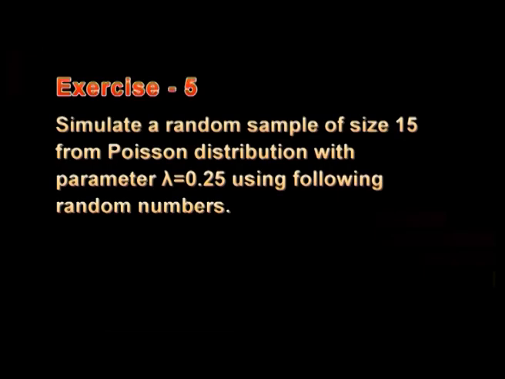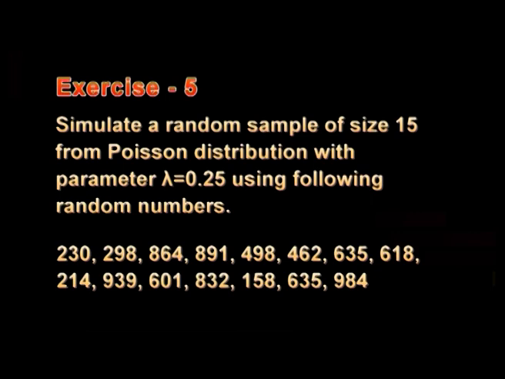In this exercise, we are required to simulate a random sample of size 15 from Poisson distribution with parameter lambda is equal to 0.25 using the following random numbers: 230, 298, 864, 891, 498, 462, 635, 618, 214, 939, 601, 832, 158, 635 and 984.